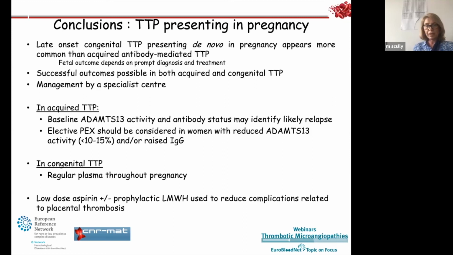In congenital TTP, I don't think anybody would argue with the requirement to ensure regular ADAMTS13 replacement throughout pregnancy, currently with plasma infusion, and also the use of low-dose aspirin and thromboprophylaxis to reduce complications related to placental thrombosis.